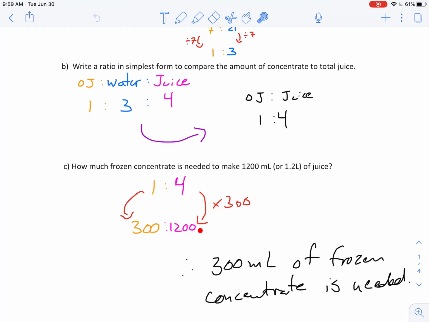What I do to one side to make it the same or to make it equal, I have to do to the other. So 1 times 300. I end up getting 300 to 1,200. So what that means is that 300 milliliters of frozen concentrate is needed for 1.2 liters of juice.